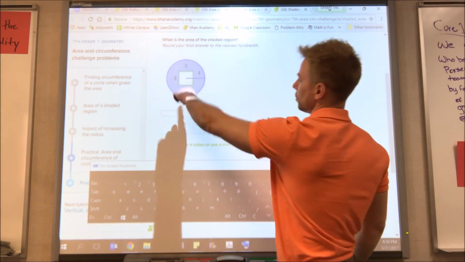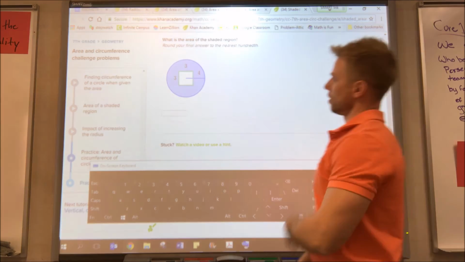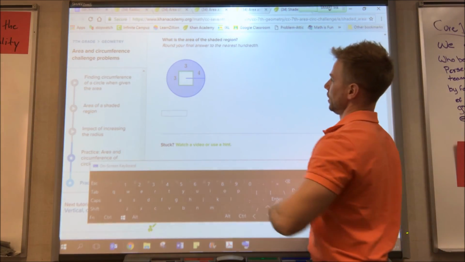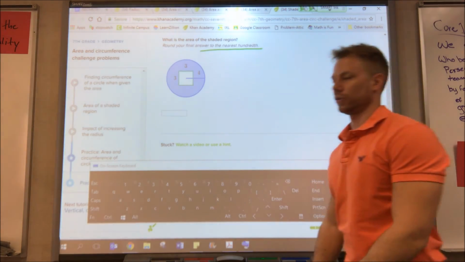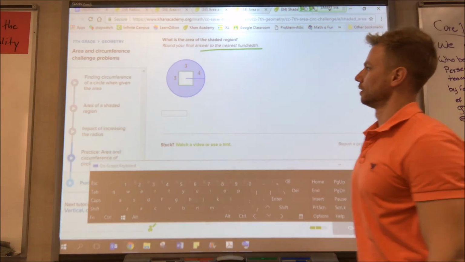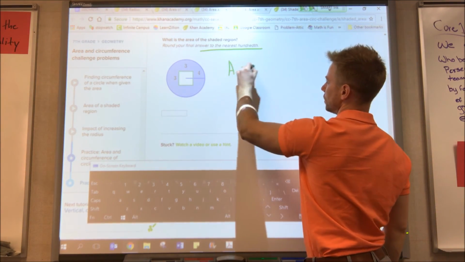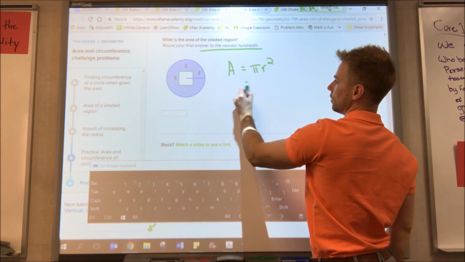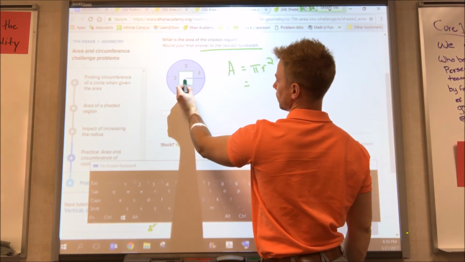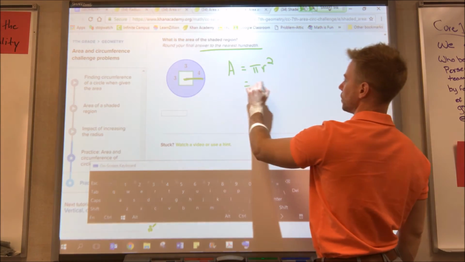Okay, this time we have a circle on the outside, a little square on the inside. It says round your answer to the nearest hundredth. So we're going to have to use 3.14 again. Okay, so let's find the area of the circle. Area of the circle is pi r squared. The radius in this case is 4, as they show us in the picture.